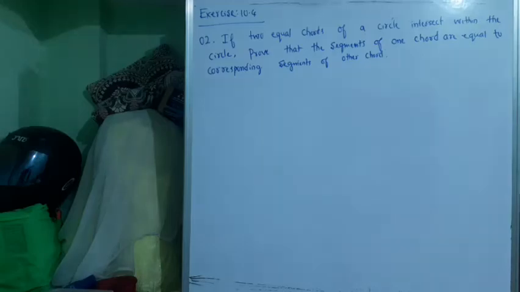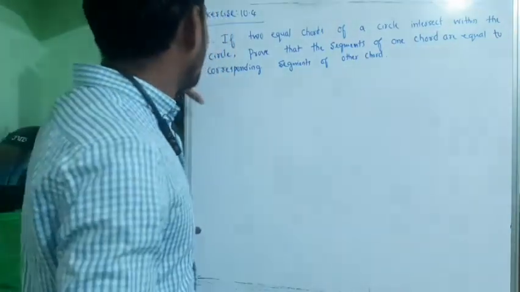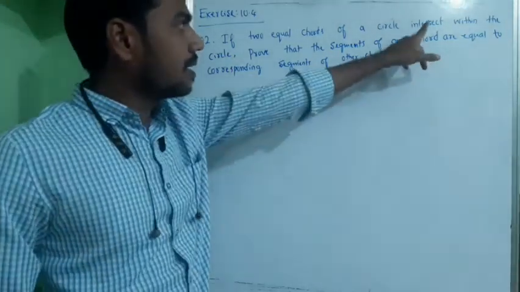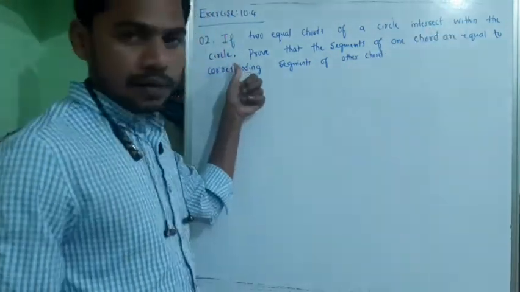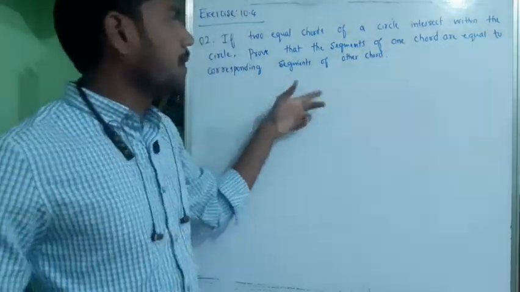Dear students, we'll start with exercise 10.4. In that first question I have already solved in the introduction part. So now second question. If two equal chords of a circle intersect within the circle, prove that segments of one chord are equal to corresponding segments of other chord.